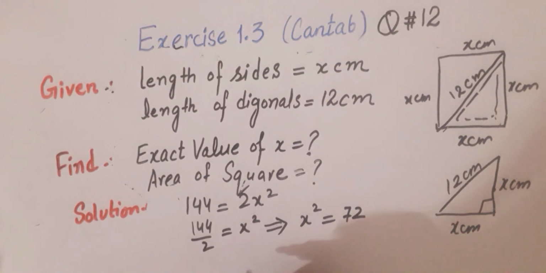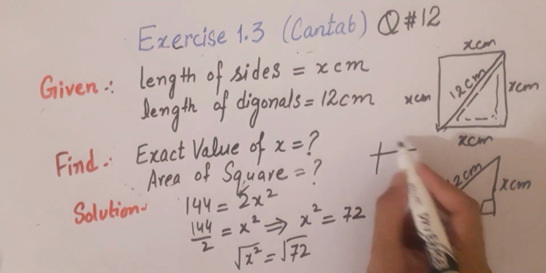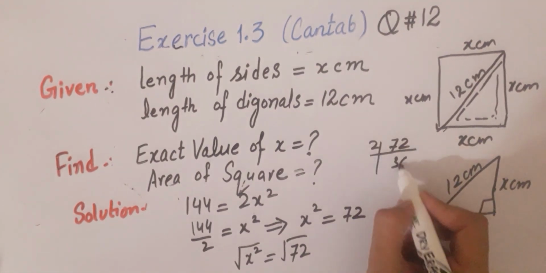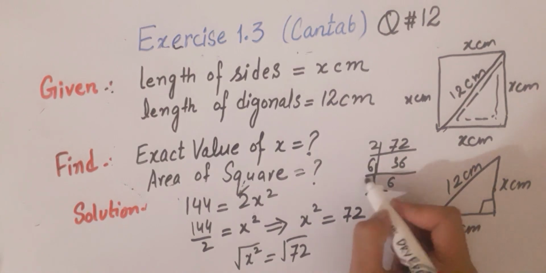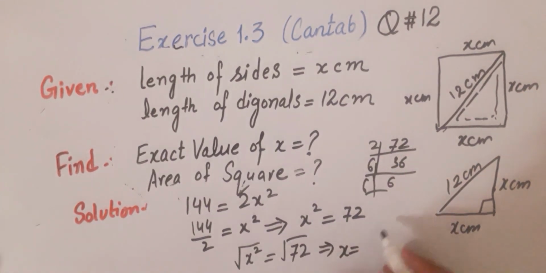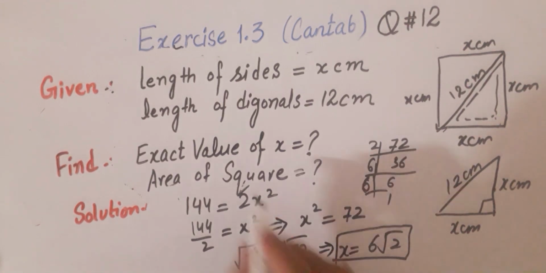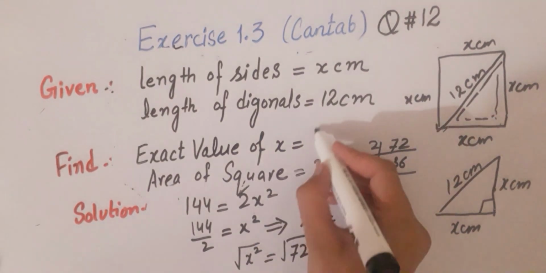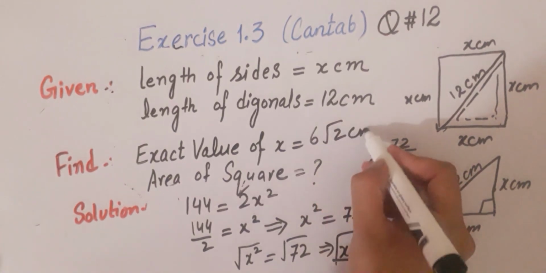Now taking the square root on both sides, we have square root of x square and square root of 72. Now we will find the factors of 72, which implies that x is equal to 6 square root 2. So this is the value of x. So exact value of x is 6 square root of 2 centimeter.